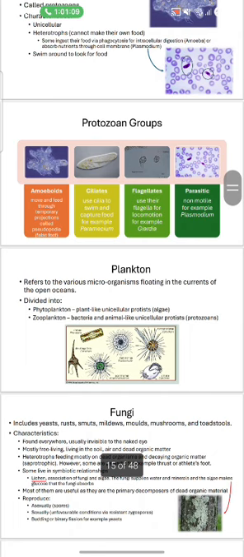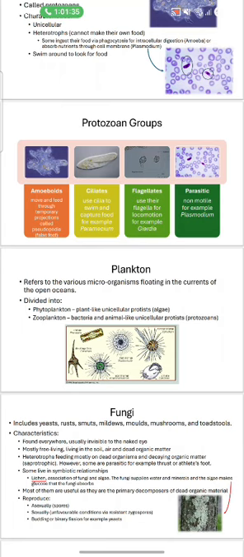Plankton refers to the various microorganisms floating in the currents of deep oceans. They are divided into phytoplankton, which are plant-like unicellular protists, algae, and zooplankton, which are bacteria and animal-like unicellular protists, protozoan.